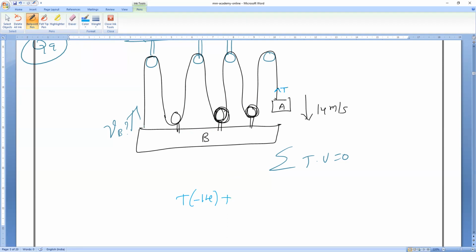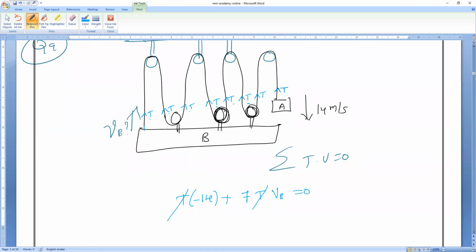How many? It is also attached. Now first here tension away from it. Here tension away from it. Here tension away from it. Here also, here also, here also, tension away from it. Totally how many tensions? Counted: 1, 2, 3, 4, 5, 6, 7. So 7 into velocity of B is equal to 0.